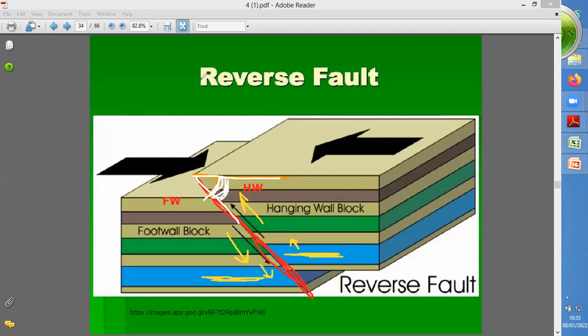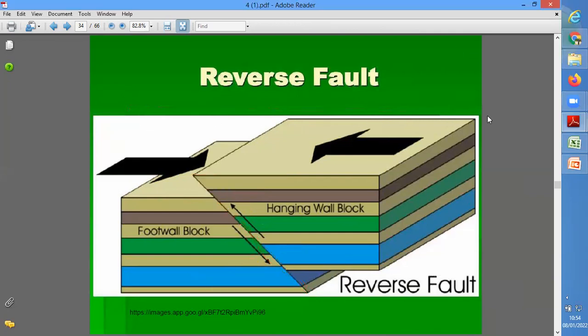Okay, so just wait, so this is the total distance, this is the total horizontal distance after the faulting. But when you remember, or when you consider the original distance, this will be from this to this or more than this. So the distance after the faulting will reduce. So it is considered as a shortened distance. Okay, so these are the points regarding the reverse fault.